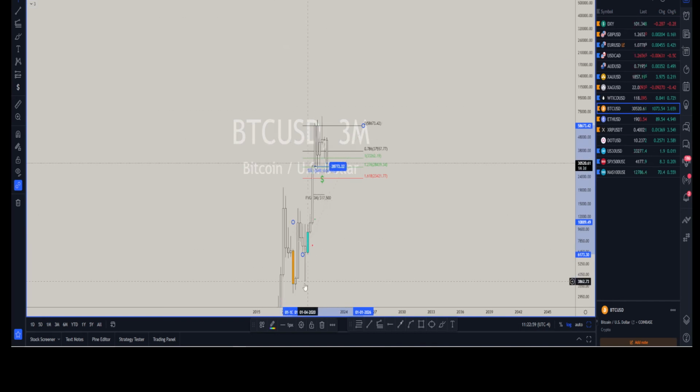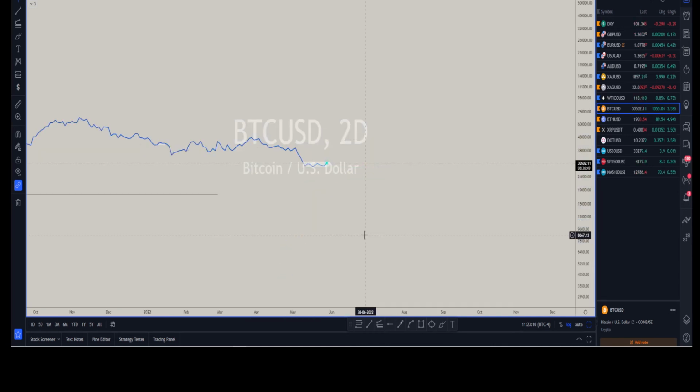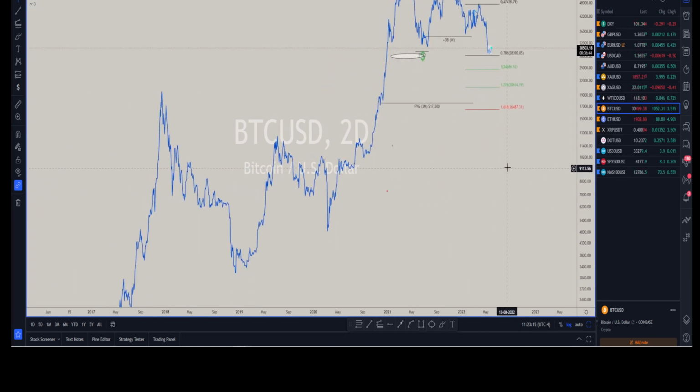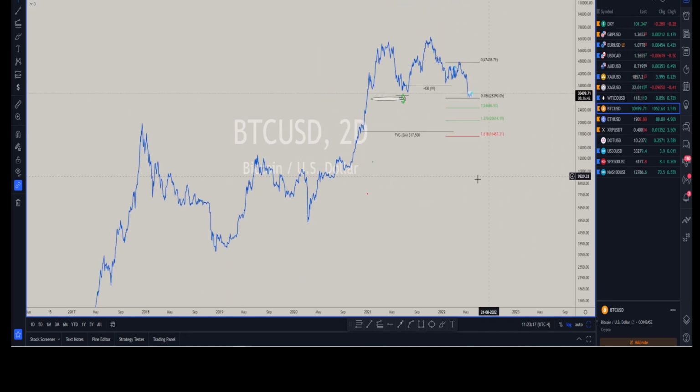If you look at this one, look. So that's why you go to a lower time frame and do your analysis on the line chart. You will remove all the noise.